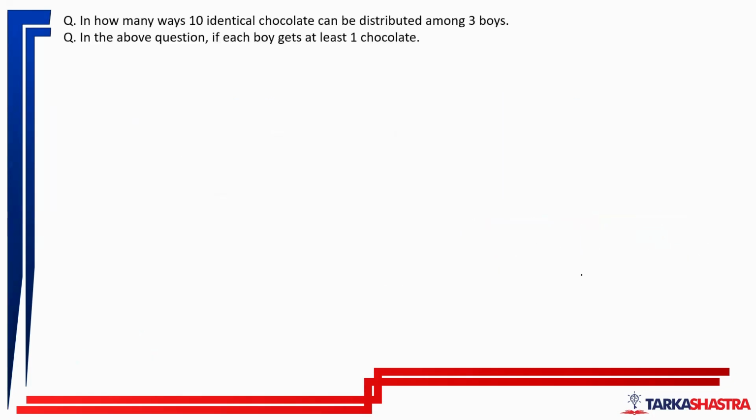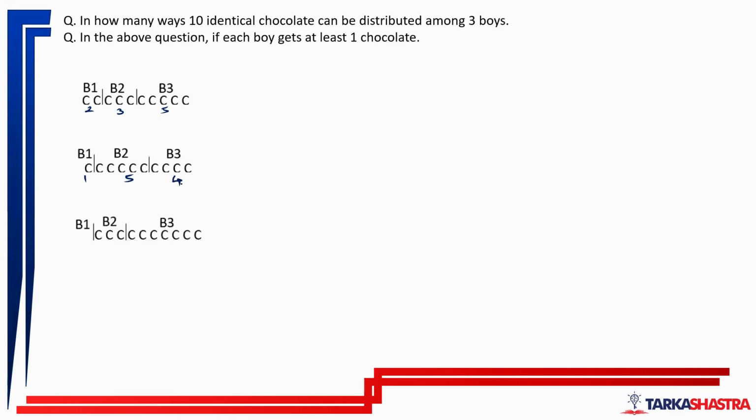So in how many ways can 10 identical chocolates be distributed among 3 boys? There are 10 chocolates and we want to distribute them among 3 boys. So how can I do it? First situation: boy 1 is getting 2 chocolates, boy 2 is getting 3 chocolates, boy 3 is getting 5 chocolates. I can distribute it like this, because any boy can get any number of chocolates. Then here boy 1 is getting 1 chocolate, boy 2 is getting 5 chocolates, boy 3 is getting 4 chocolates. Again, I have distributed 10 chocolates.